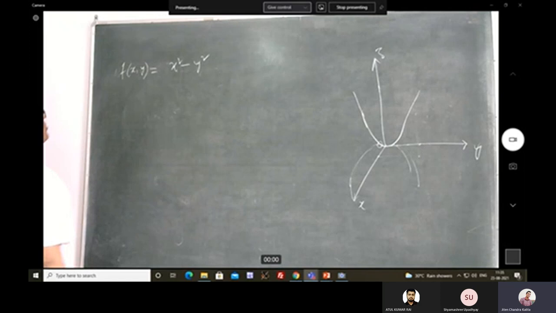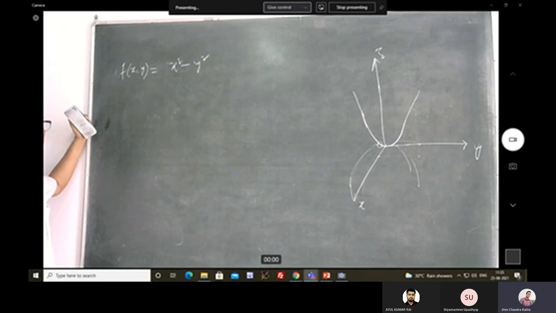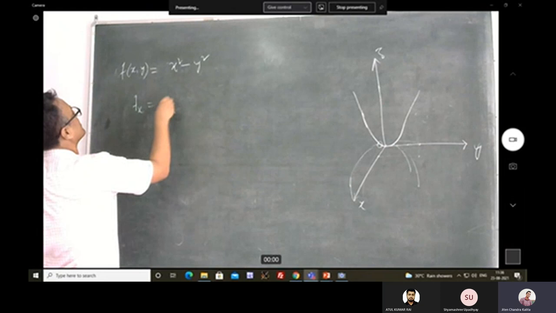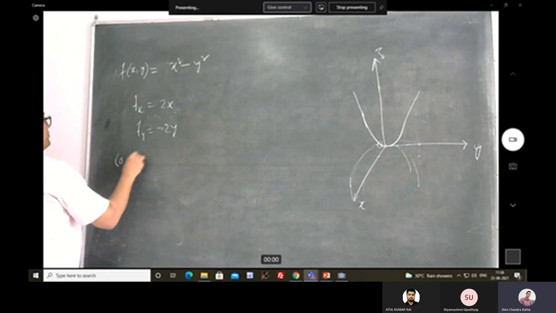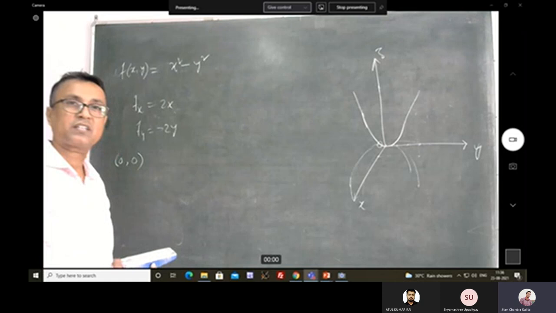Okay, fine. Now look at this. It is some kind of surface. So obviously, if I want to find out the critical points at which there is likelihood of the existence of maxima or minima, then for this, you can see that your fx equal to 2x and fy equal to minus 2y. So obviously, 0, 0 is a critical point. Fine. So now, what is happening? If I want to find out whether the function possesses a maxima or minima at this critical point, I have to check what is happening here at the point 0, 0, right?